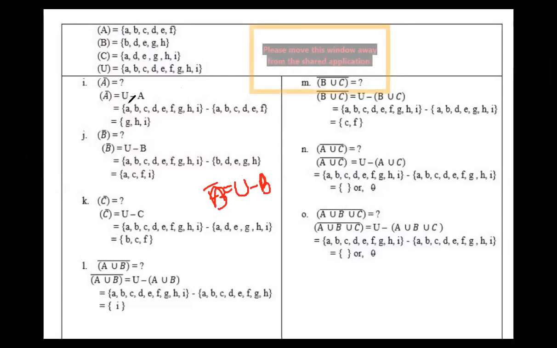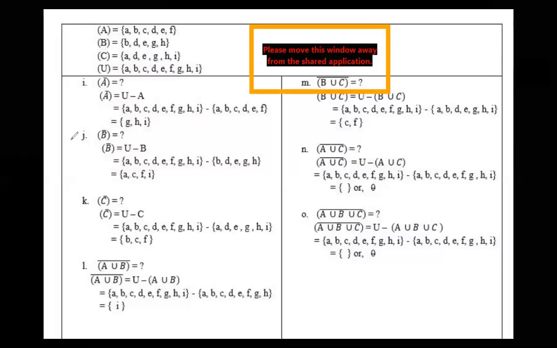Look at the general formula here. A complement means U minus A. B complement means U minus B. C complement means U minus C. Whatever complement is there, you are subtracting all the numbers from U. U means universal set. A union B whole complement means U minus A union B. A union B union C whole complement means U minus whatever numbers are there, and write down the remaining numbers beside.